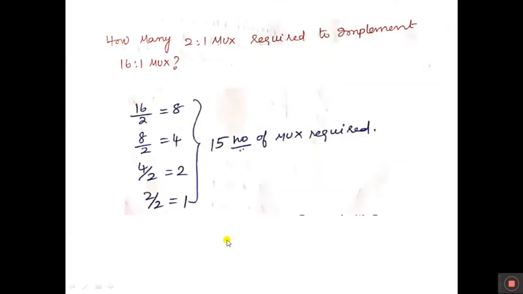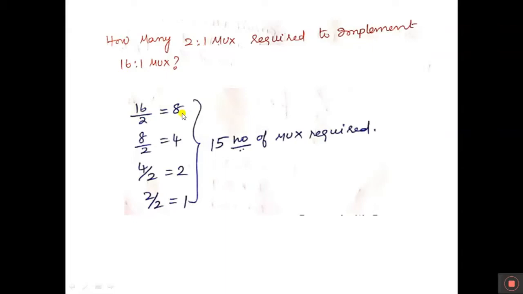Next one is a general equation. The question is, how many 2:1 multiplexers are required to implement a 16:1 multiplexer? It's very easy to calculate how many multiplexers are required to implement a 16:1 multiplexer. So we are going to design a 16:1 multiplexer. The question is based on 2:1, so you directly divide 16 by 2, we will get 8.